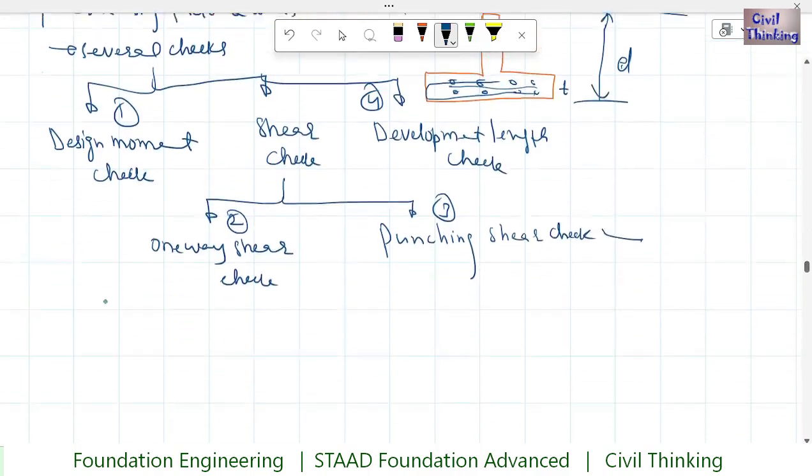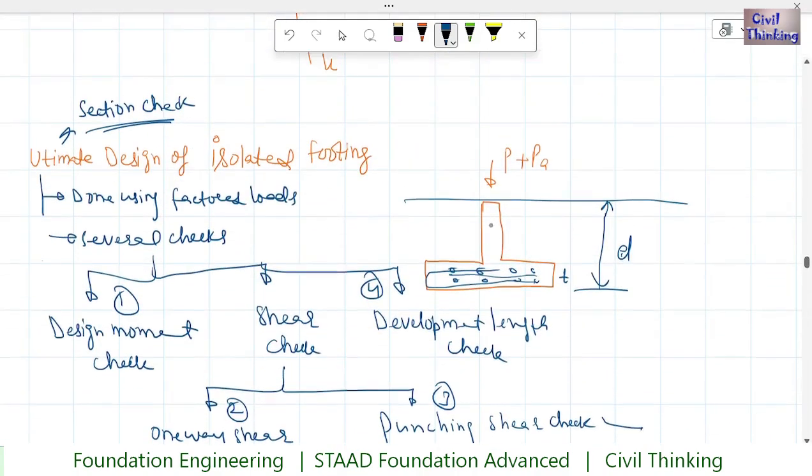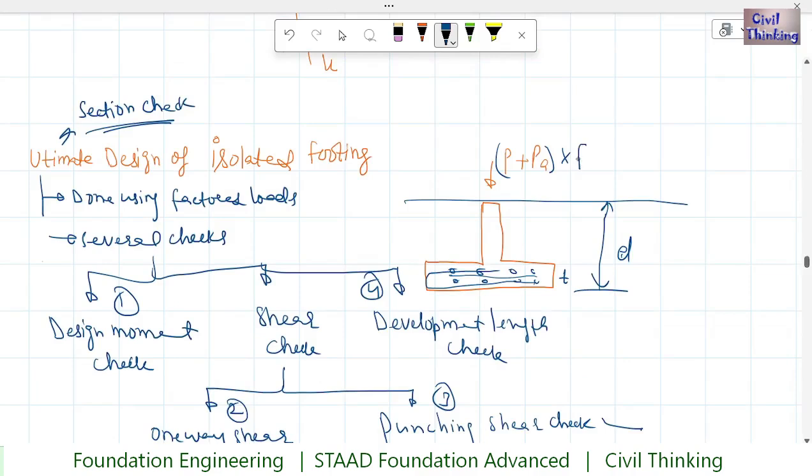So first is design moment. Now why is it called design moment? Because it is the moment which is used in the design. It is also the moment which we get from the factored load. So we have here P plus PA times factor of safety, because in the ultimate design or the section design we always use the factored load. So in all of these steps we are going to use not P plus PA but P plus PA times some factor. And how much is that factor? It depends on the code that you are following, but overall the steps are the same.